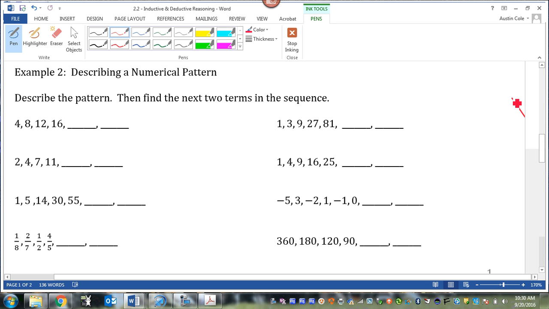Now we're describing patterns using numbers, because this is math. So what do you notice between 4 and 8? Goes up 4. How about between 8 and 12? Goes up 4. So this one goes up 4, that one goes up 4. How about between 12 and 16? 4. How about between 16 and blank? 20. It goes up 4, but you're right, it is 20. What would the next one be? 24.